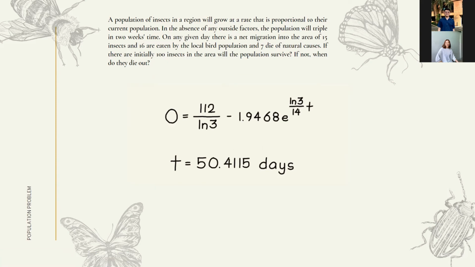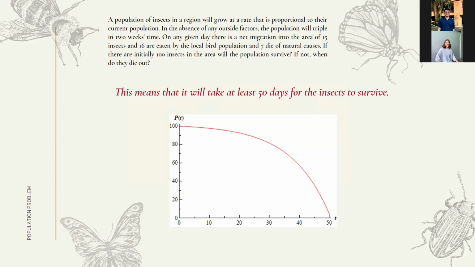In order for the population to go negative, it must pass through 0. In other words, eventually, all the insects must die. We may be able to determine when this happens by calculating for t when the population is equal to 0. After solving for the population which is equal to 0, t will be equal to 50.4115 days. The following is the representation of the population of the insects during the time in which they survive.